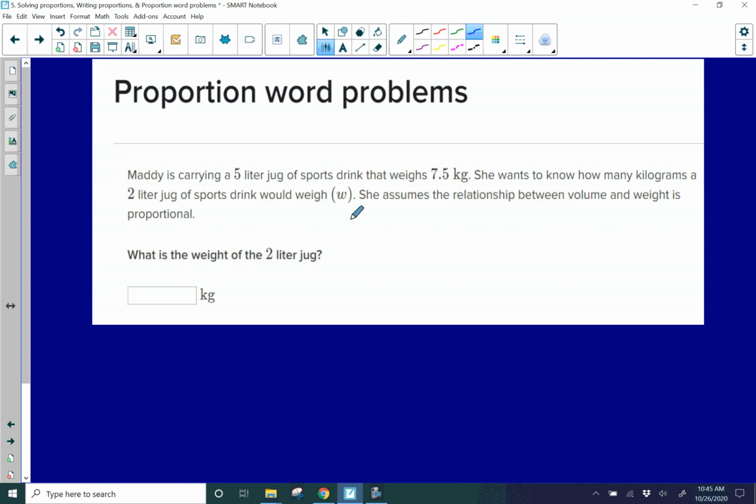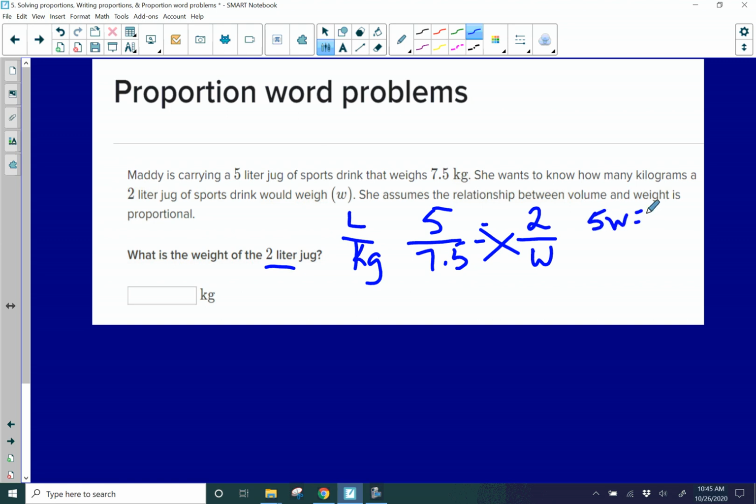So we're doing liters and kilograms. So I'm going to set up my proportion. 5 over 7.5 equals, we want to know how many kilograms a 2-liter jug would be. So liters goes on top, W on the bottom. 5 times W is 5W. 7.5 times 2 is 15. And then our last step is to divide through by 5. And 15 divided by 5 gives us 3 kilograms, which is our answer.